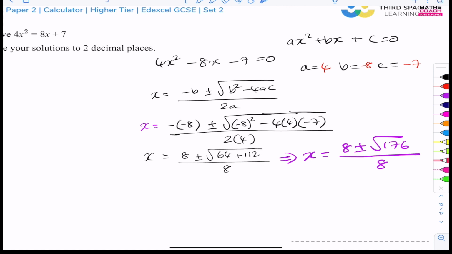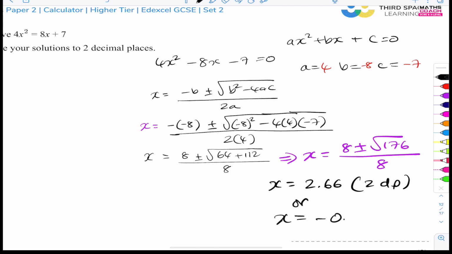So on your calculators, type in 8 plus root 176 all over 8, and then 8 minus root 176 all over 8. So you should have two solutions. The first one would be 2.66 to 2 decimal places, and the next one would be x is equal to minus 0.66 to 2 decimal places. And there you go, that's your final answer.